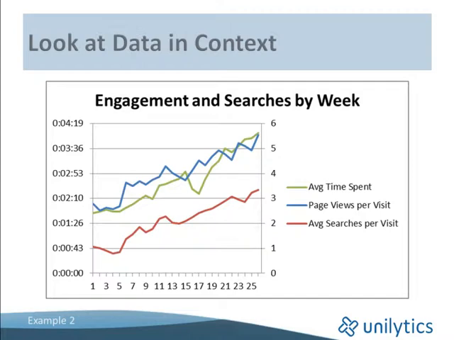So we can prove or disprove our assumption about user engagement by pulling an additional metric, site searches, which is the red line. So that's average site searches per visit. This graph highlights that as time and page views have increased, so have site searches. So that changes the picture entirely.